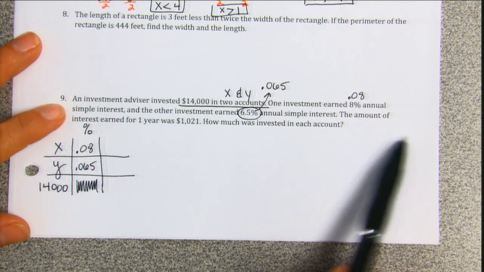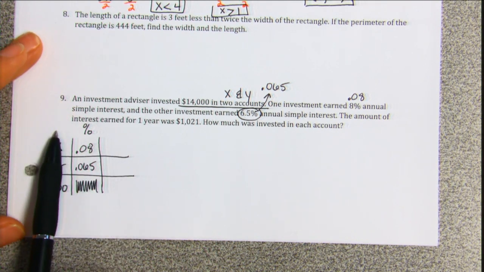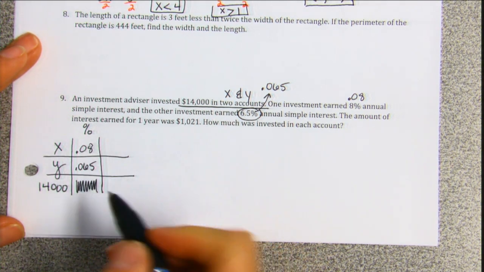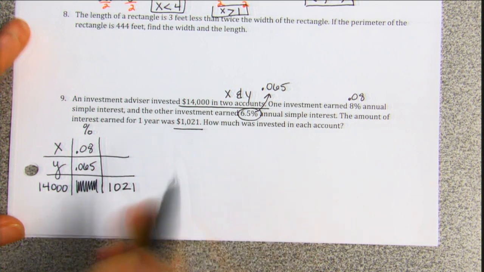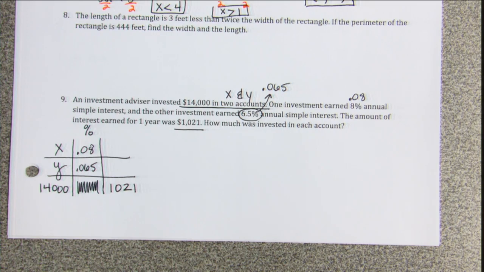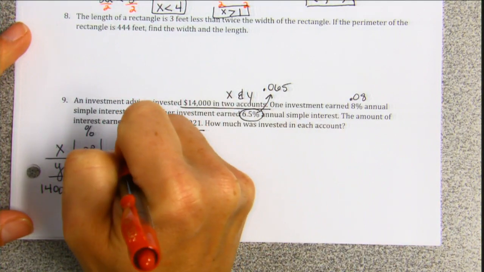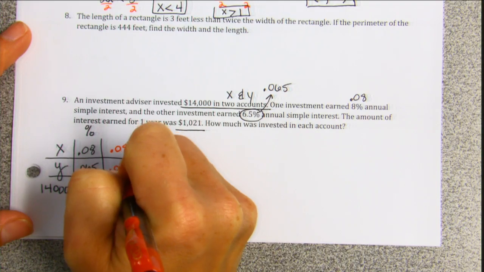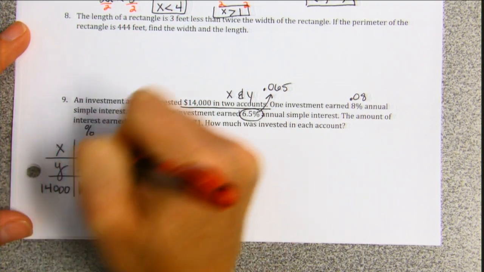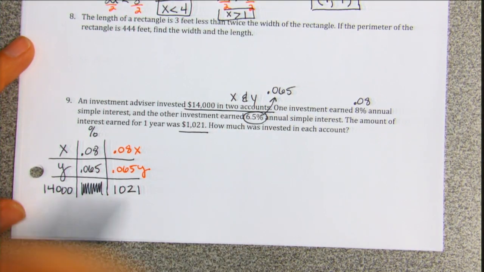Then it says the amount of interest earned. So remember, this is like your principal times your rate equals your interest. Your interest will always go right down here. They want to earn $1,021, or they did. And so they're wanting to know how much money did you put in account X, how much money did you put in account Y for it to earn that amount. So remember, to get this over here, we just simply say 0.08x plus 0.065y, and these 2 things become our 2 equations.